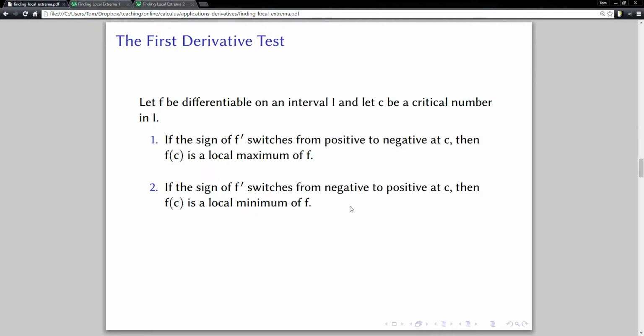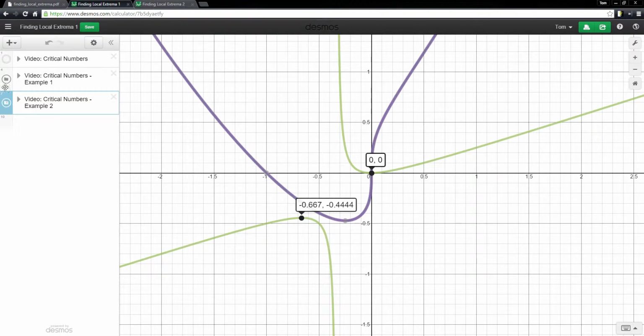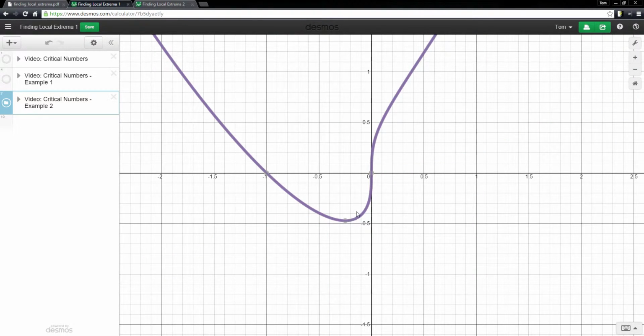All right, and then finally the last case of the first derivative test: if the sign of f prime doesn't change at c, then f of c is not a local maximum or a local minimum of f. That's the situation that we had in this third example. The function was increasing, and then increasing here. So the derivative is going to be positive here, and also positive here. There will be no switch of the derivative at that critical number. So anytime you have that behavior, you won't have a local max or local min there.